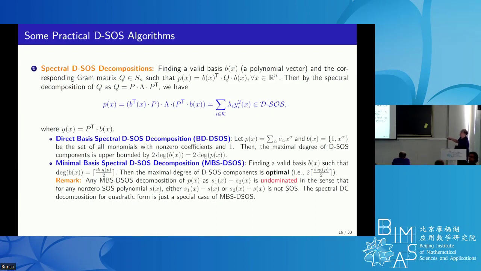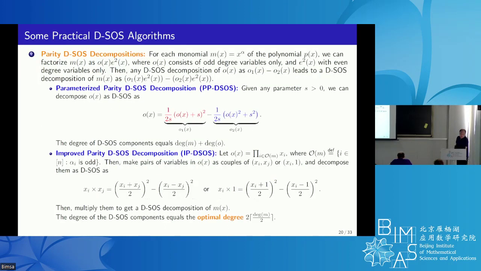And the second one is called the minimal basis. That's why you want to find the optimal degree. You just need to find a valid basis with degree half of the degree of the polynomial. You can, for example, list all monomials with that degree. This kind of decomposition provides an optimal degree. And this is the second technique.